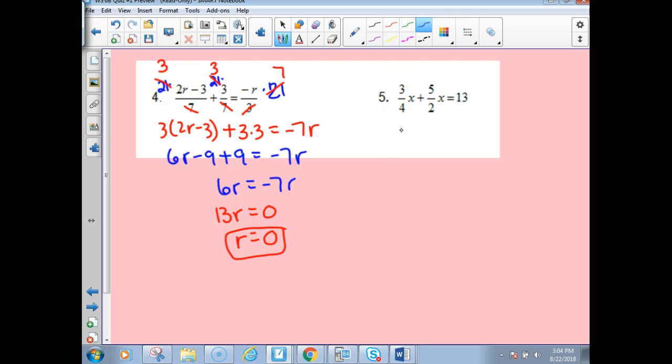Number 5, the LCD would be 4. We would multiply each piece of this problem by 4. The easy mistake here, and I did it earlier today, was forget that both of these have an x on them. All right, so 4 goes into 4 evenly, so that's 3x. Plus 2 goes into 4 evenly twice. 2 times 5 is 10, and don't forget the x, 10x. And 4 times 13 is 40 plus 12, which is 52. 3x plus 10x is 13x. Dividing both sides by 13 gives us x is 4.